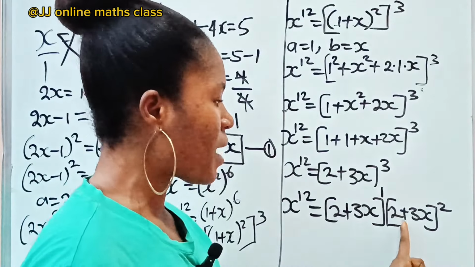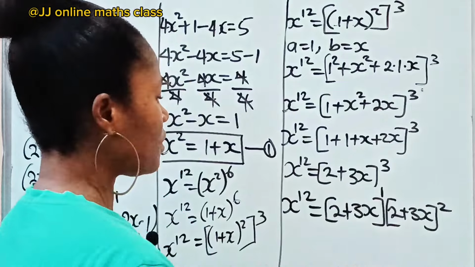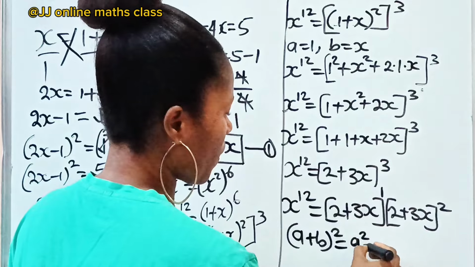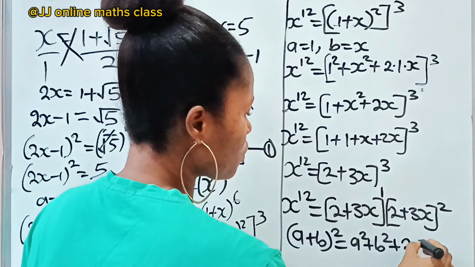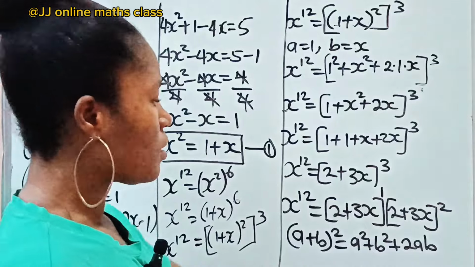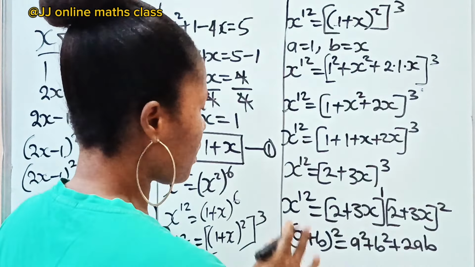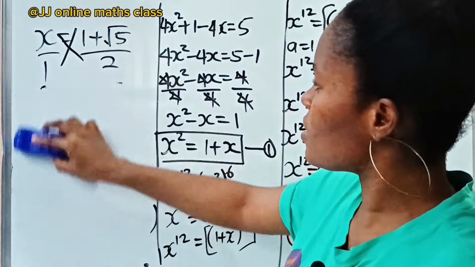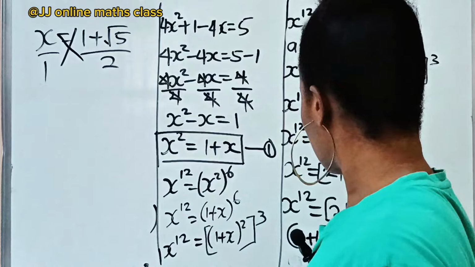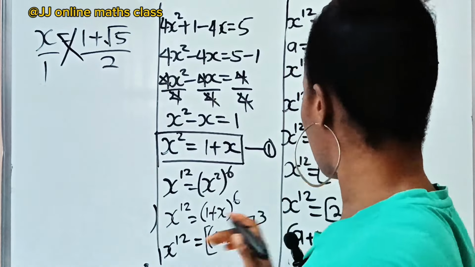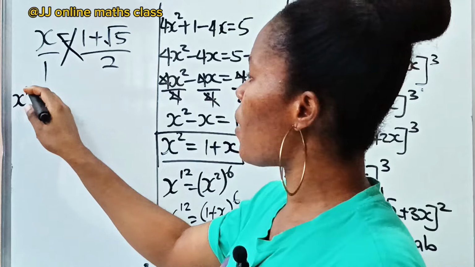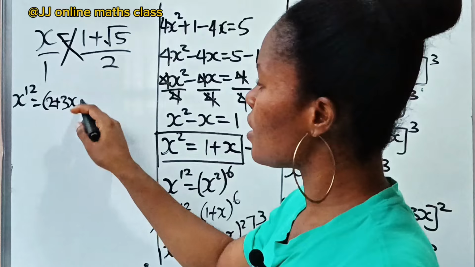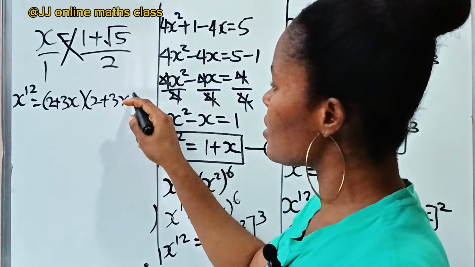So we are still going to expand this using the algebra identity that a plus b all squared is equal to a squared plus b squared plus 2ab. Now in this case, our a, let's focus on this side of the board. Now permit me to wipe this place. Okay, now in this case, this is what we have over there. Let me bring it to this side. That x to the power of 12 is equal to 2 plus 3x into 2 plus 3x squared.